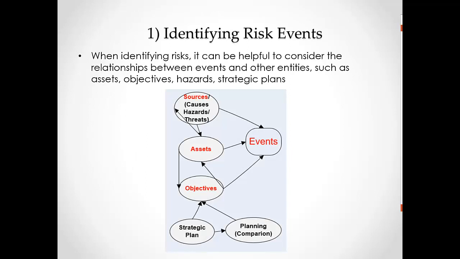When identifying risk events, or events for short, it can be helpful to consider the relationships between events and other entities, such as assets, objectives, hazards, and strategic plans. For example, looking at an organization's assets, one might ask what events might take place that would result in one or more losses. Or, looking at the objectives from an organization's strategic plan, one might ask what events might take place to prevent the realization of one or more of the objectives. Or, looking at the hazards or threats, one might ask what events these hazards or threats might cause.